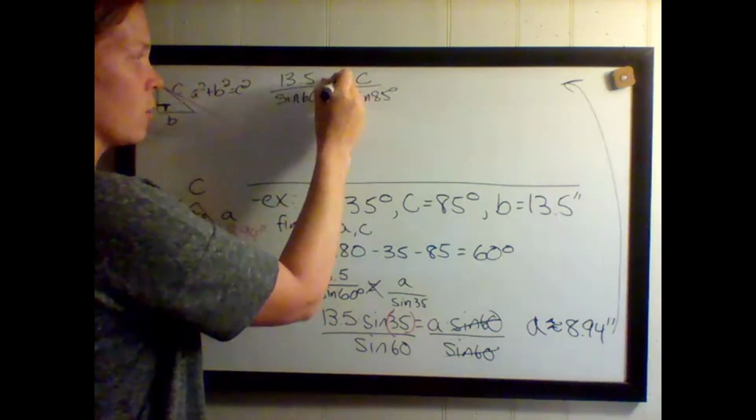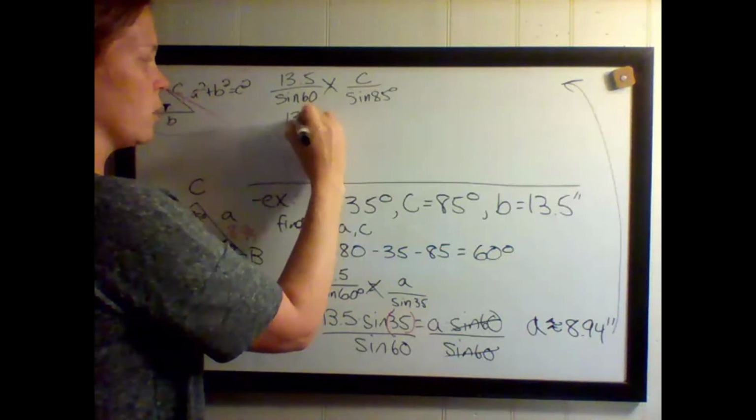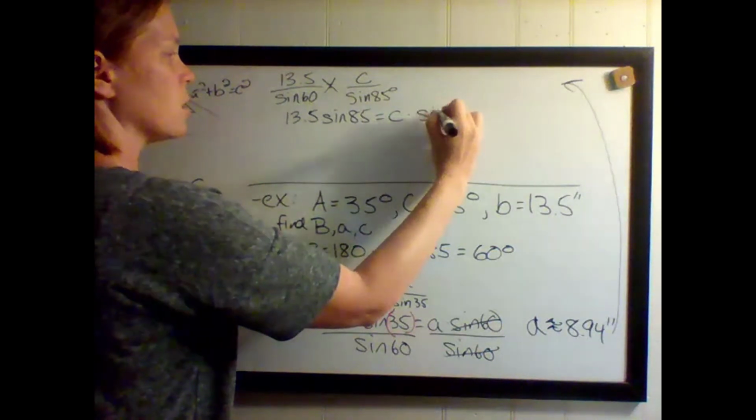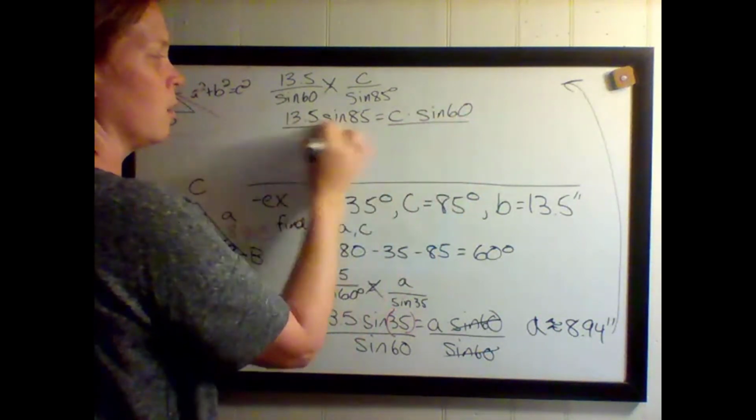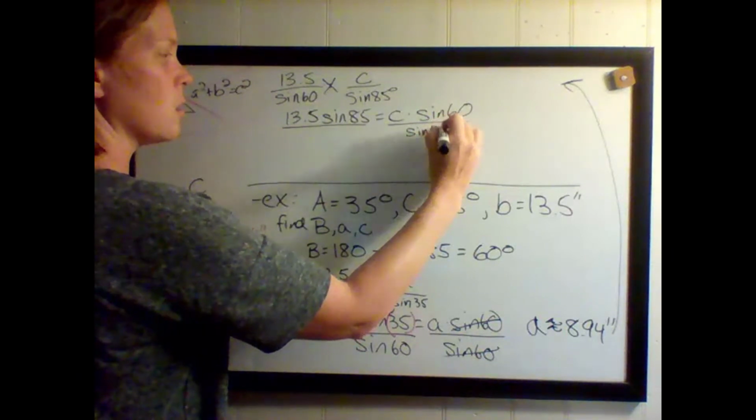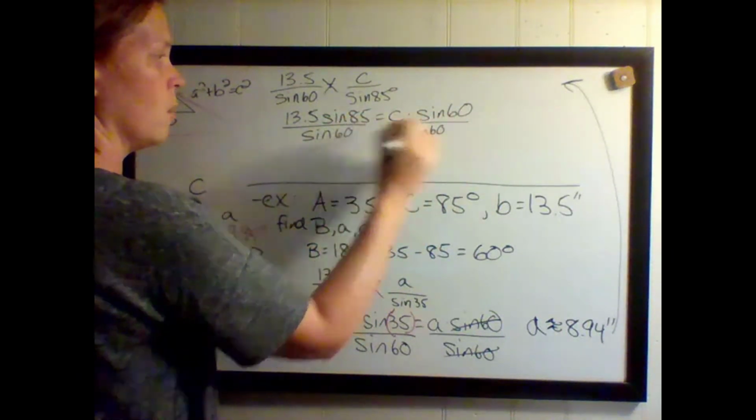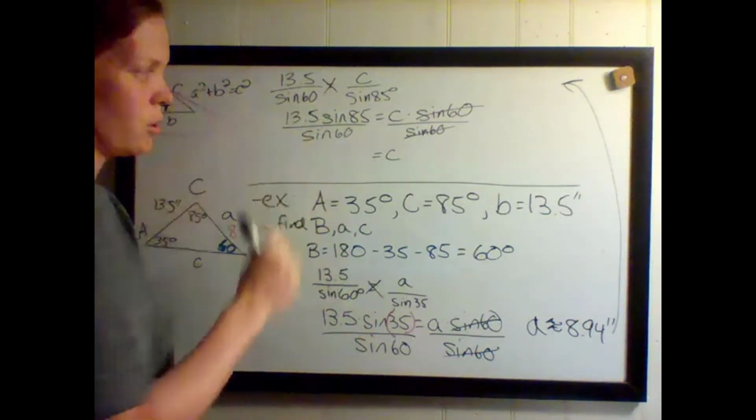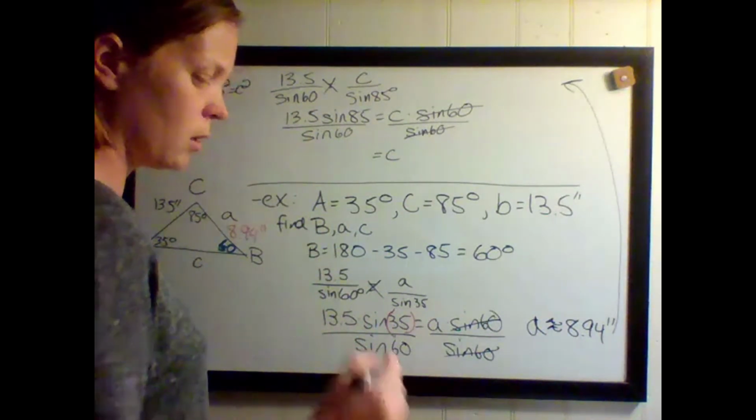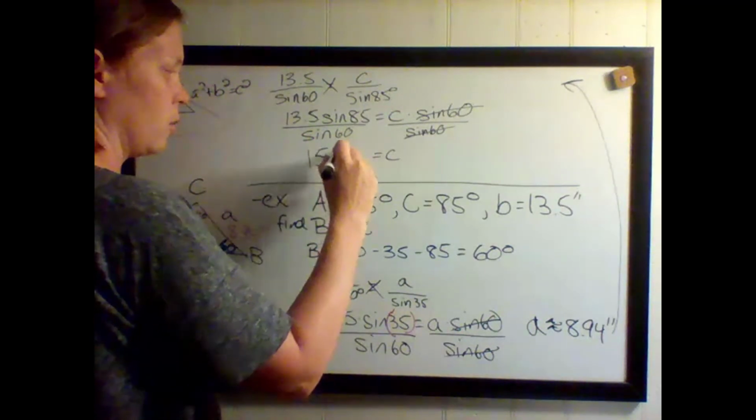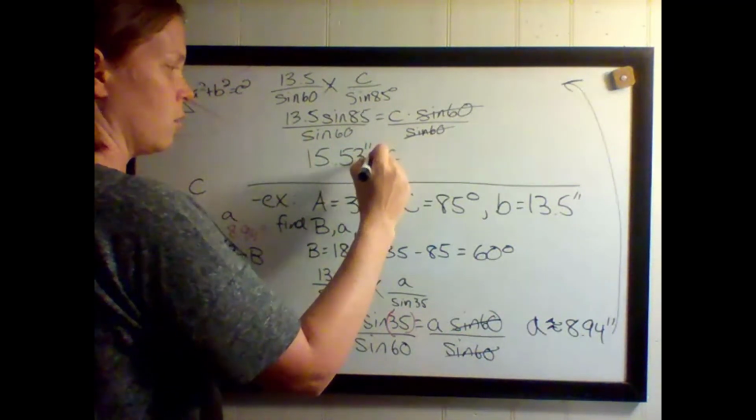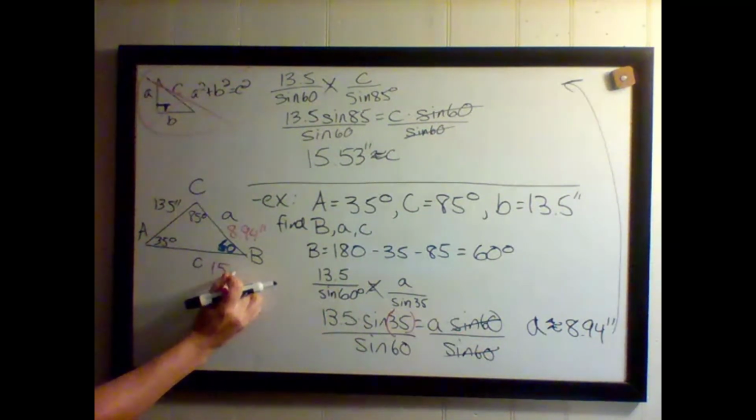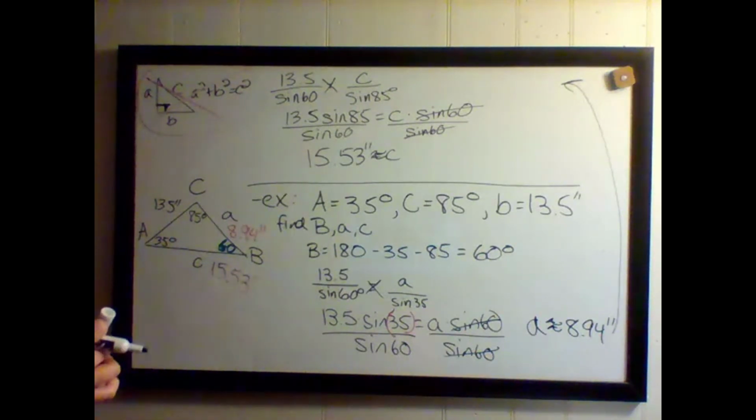Okay, same thing, cross multiply to get C. So 13.5 times sine 85 equals C times sine 60. Divide both sides by sine 60. If you want to pause right now, try to put this in your calculator. What you should get is about 15.53 inches, approximately again. So I'm going to go down here in my triangle, 15.53 inches.